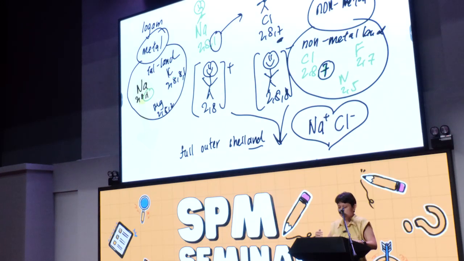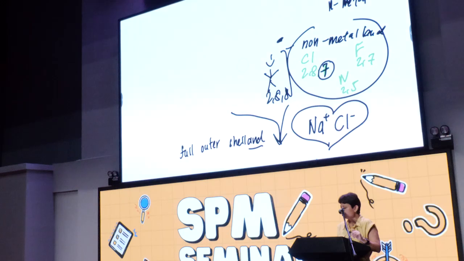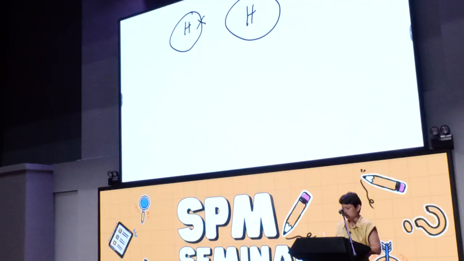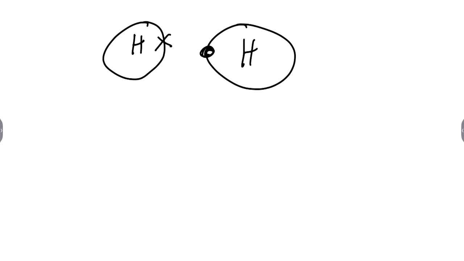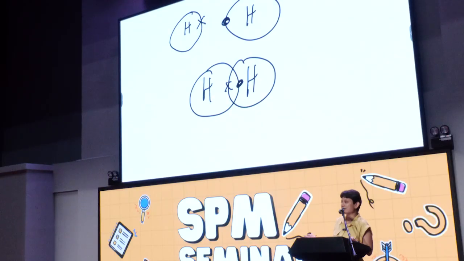Okay? Can? All right. Now, what about non-metal and non-metal? Non-metal and non-metal is like this. I want one. I also want one. You give me. No. I give you. No. Then they hold hands. I got two. I also got two and they're happy. They're not very smart. Okay? Just like that. As long as they achieve full outer shell. Can. Okay. That is the easy one.